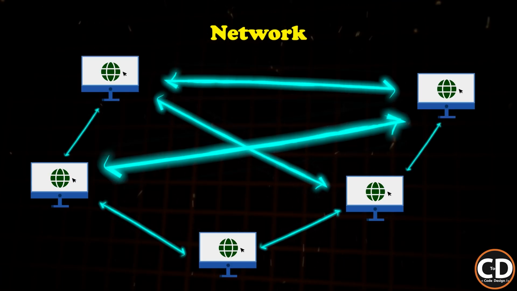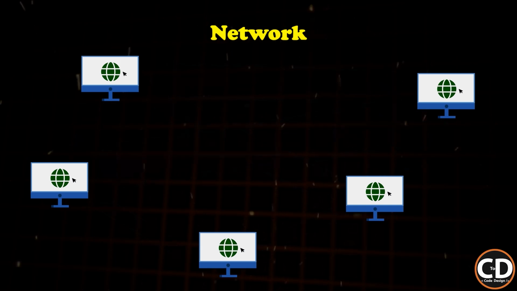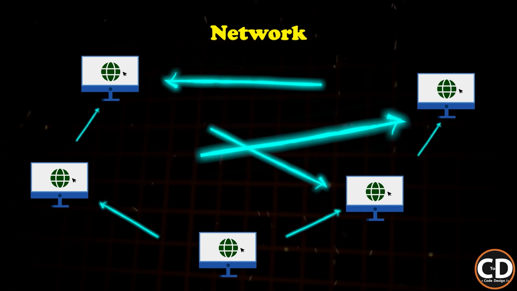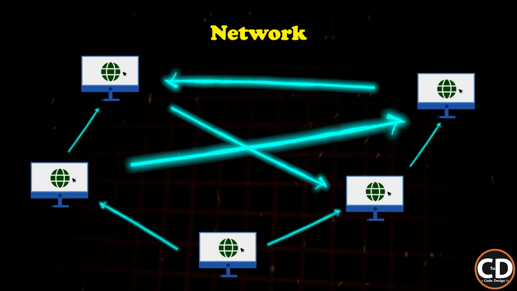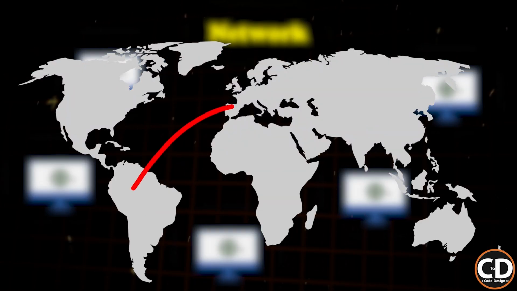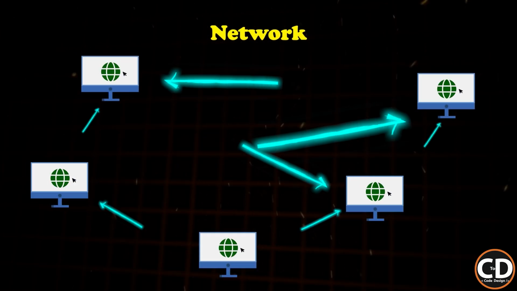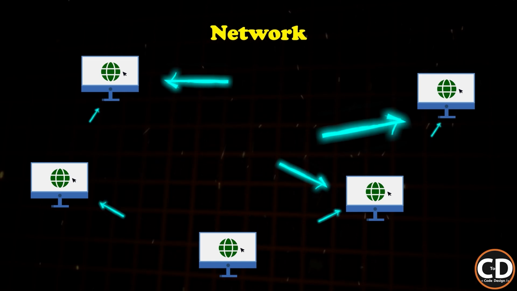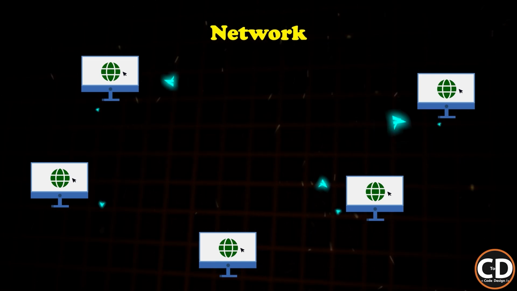The internet is a global network of computers that are all connected together. Think of it like a huge web. And just like a spider's web, all the different parts are interconnected, allowing information to travel from one part of the web to another. So when you visit a website, send an email, or stream a video, you're sending and receiving information across this massive web of connected computers.